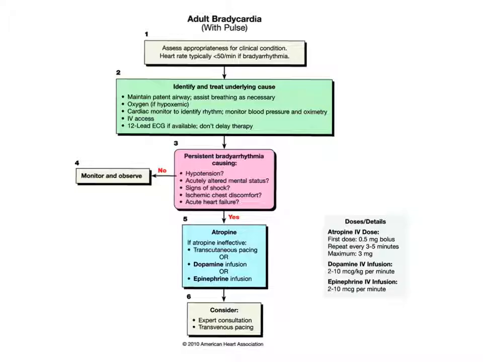You'll notice that the first comment is they want you to assess the appropriateness for the clinical condition, and this algorithm is probably only going to apply to patients with a heart rate of less than 50. Some of that would be a normal variant in a person, particularly a well-conditioned person, maybe a person on a beta blocker that keeps their heart rate fairly low, although less than 50 is usually a problem. Something in the 50s or low 60s in a person with a healthy heart is probably not that big a deal.